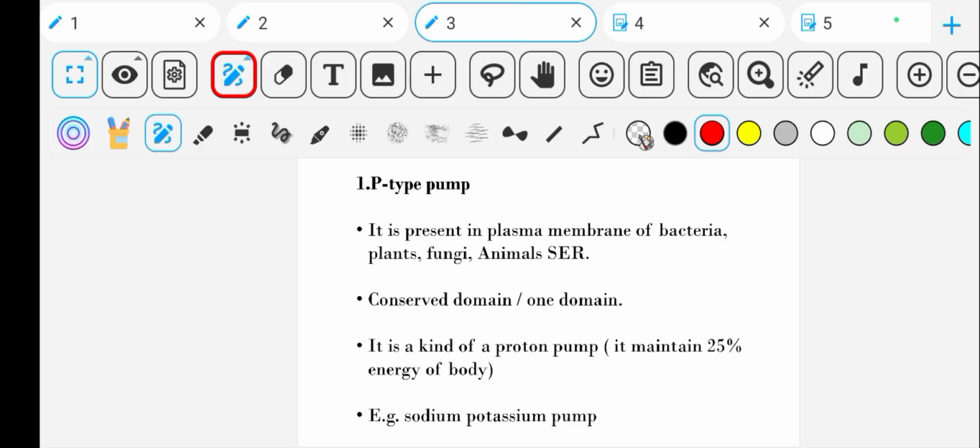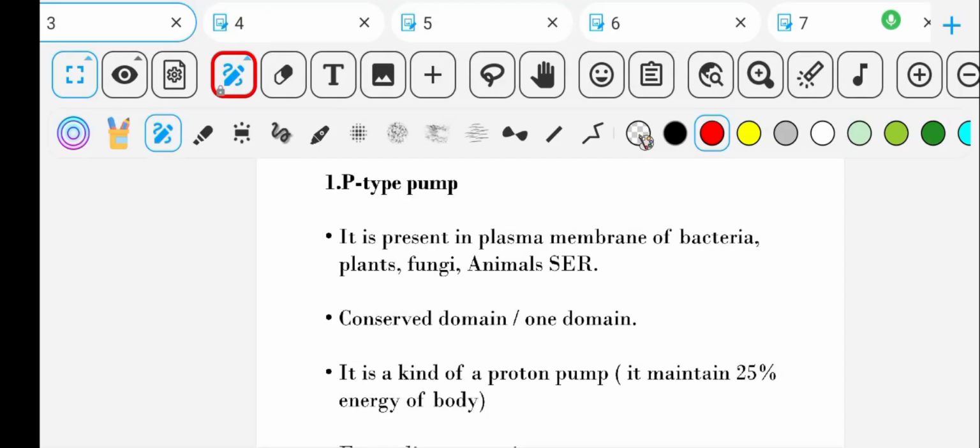If we talk about the primary mechanism, then the transporter pump hydrolyzes ATP to change its shape and force ions across the membrane. But in facilitated diffusion, it binds a molecule spontaneously, shifts its shape and releases it. So from here let's begin with our transporter pumps, in which the first is the P-type pump.